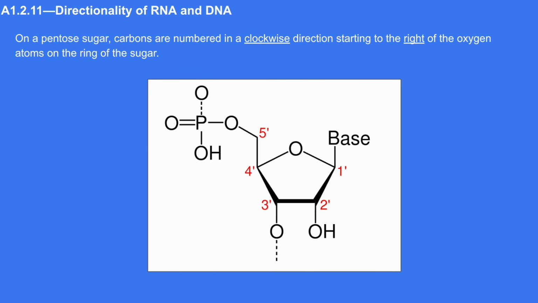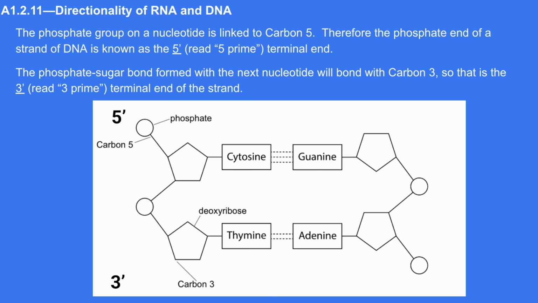Okay, so you should know again about carbon numbering. This is our pentose sugar. The oxygen is up here on, if you picture like a little house, it's like at the tip of the roof. Then we have carbon 1, 2, 3, 4, 5. Carbon 5 is attached to the phosphate. This is how we can indicate our directionality of DNA.